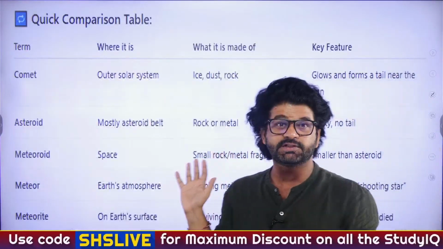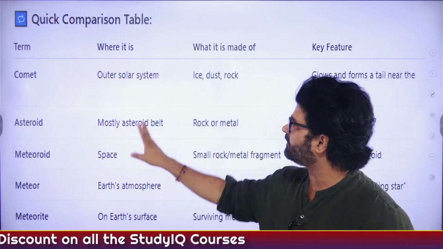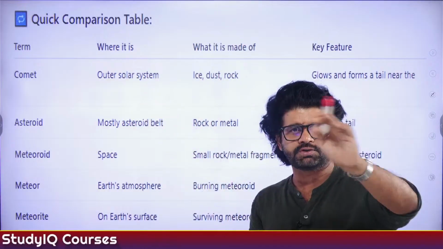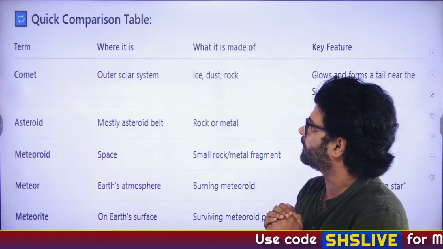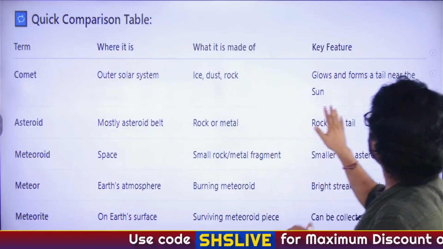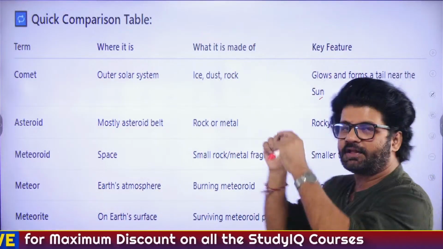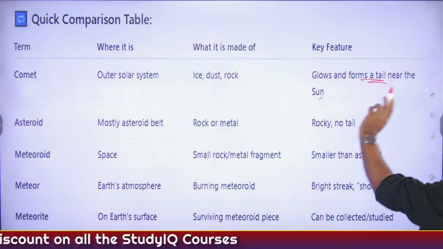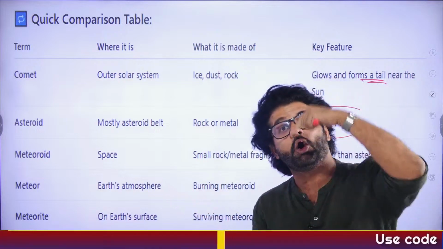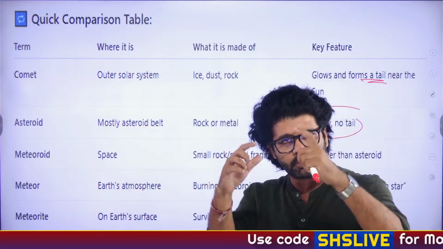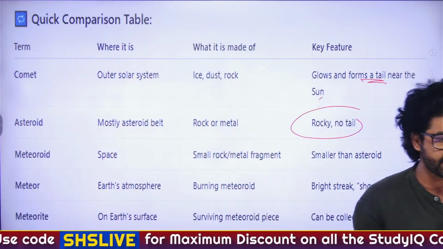Let's focus on this. This is important. Comet, asteroid, meteoroid, meteor and meteorite. As we have discussed, comets come from the outer solar system, or sometimes even from outside the solar system, like 3I, the interstellar one we have talked about. They are made of ice, dust and rock. When they go near the sun or near their star, they glow and they form a tail. This is a unique feature of comets. This is not found in asteroids. Asteroids are made of rock or metal. They orbit the sun and are generally found between Mars and Jupiter. This is important, sir. I will show you one PYQ which has been asked by UPSC earlier.